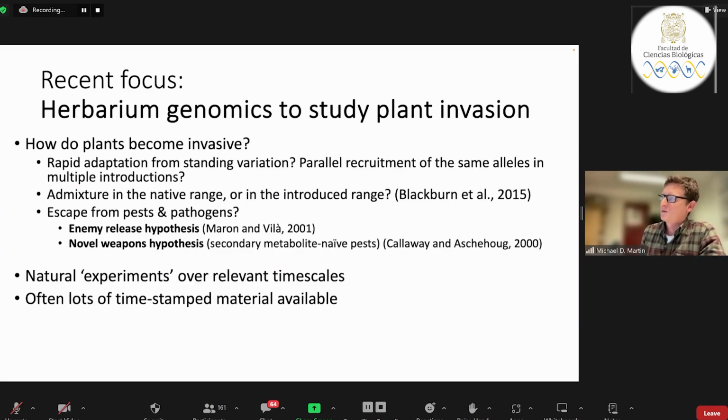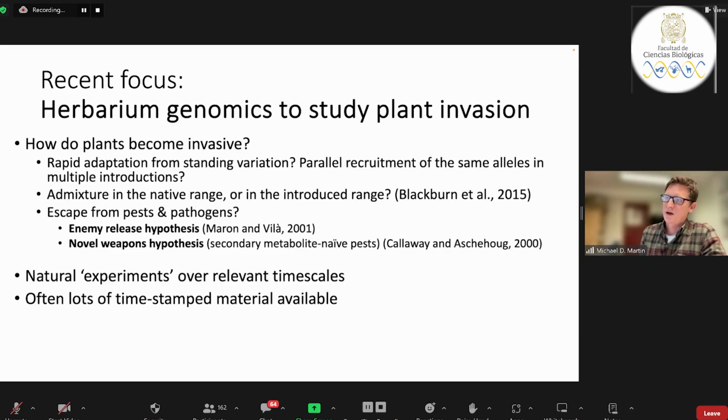But really our main focus these days with herbarium genomics has been to investigate the process of invasion, the process of plant invasion. We'd like to know, how do plants become invasive? Which plants become invasive, and what are the genetic mechanisms, what's the evolutionary basis of these invasions?